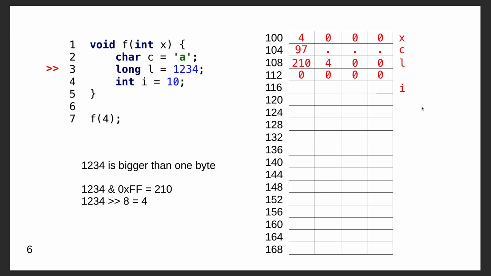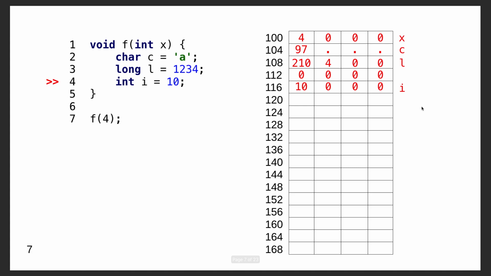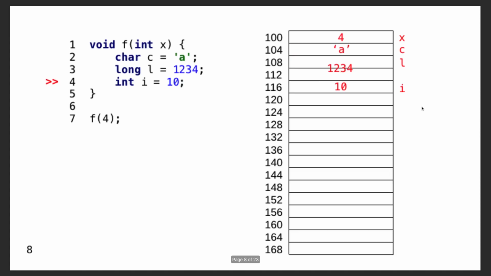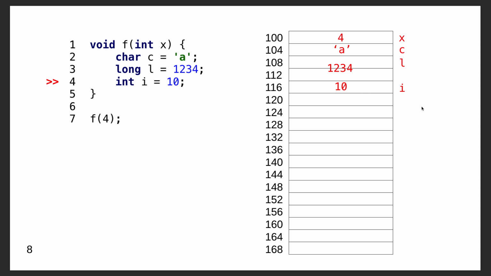And remember, because L is 64 bits, it needs 2 rows of this space. So we've taken up more space on the stack in order to store that value potentially. And then finally, we allocate the int 10, so that gets its own row on the right-hand side there. So conceptually, what we've done is we've just stored these things in the stack frame.